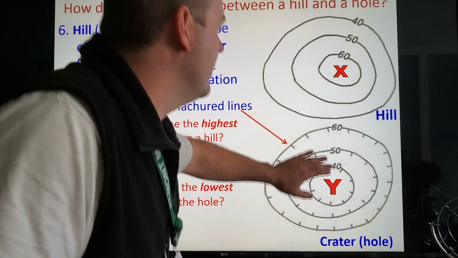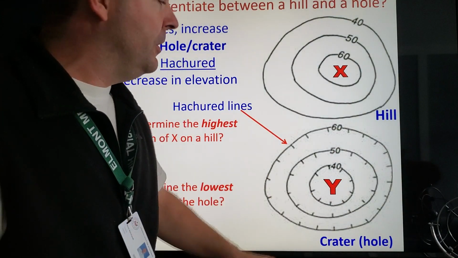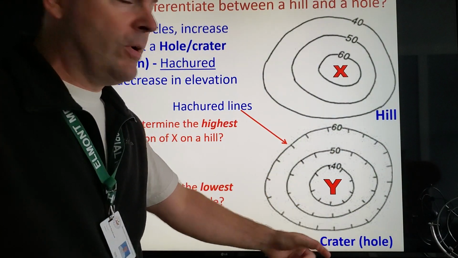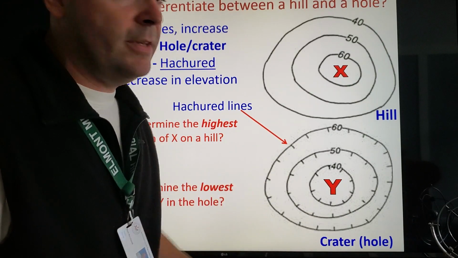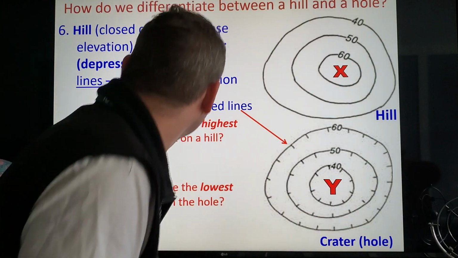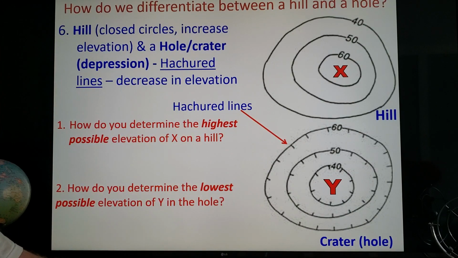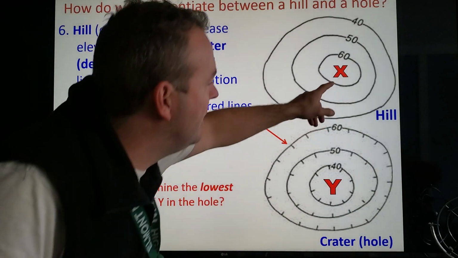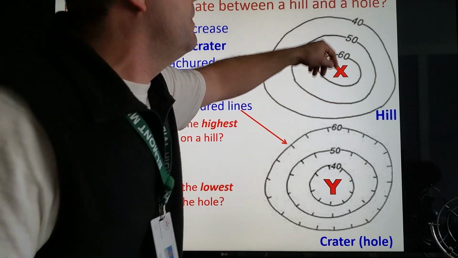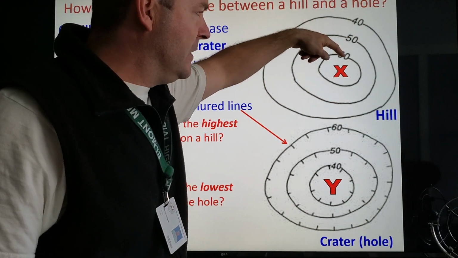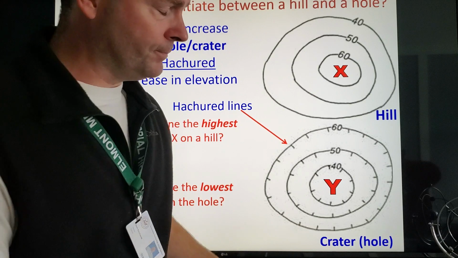So you would say, oh my goodness, how do I know what's what? Well, clearly you could see that's got to be the hole or crater because it's got those little Hatcher lines on it. This one here, how do you determine the highest possible elevation of X on the hill? Well, let's say we're talking about this spot here. Here's 40, 50, 60. How much is X worth?